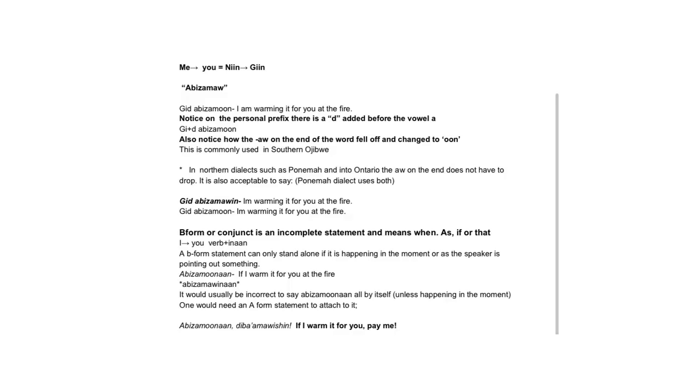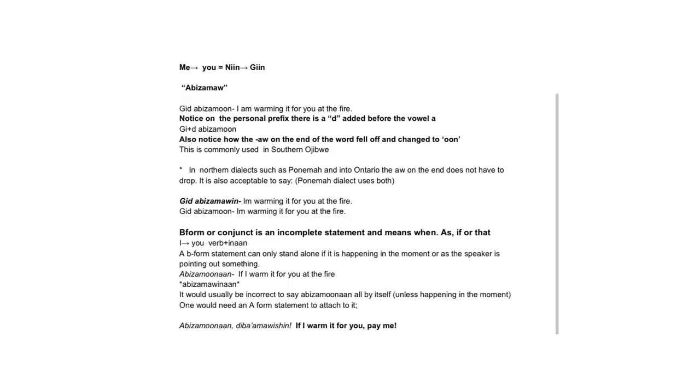And also the personal prefix ge plus d in front of the vowel a. So it's gid the bizamoon. Also notice how the AW, we already talked about the AW, how it falls off. In B form, conjunct is when, as, or if. So that's inan. So you'd say abizamunan, when, as, or if I'm warming it up at the fire for you.